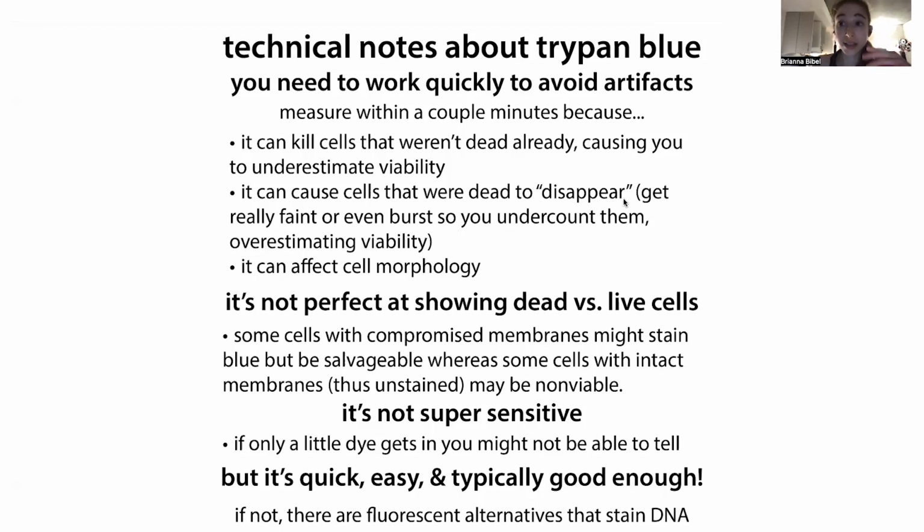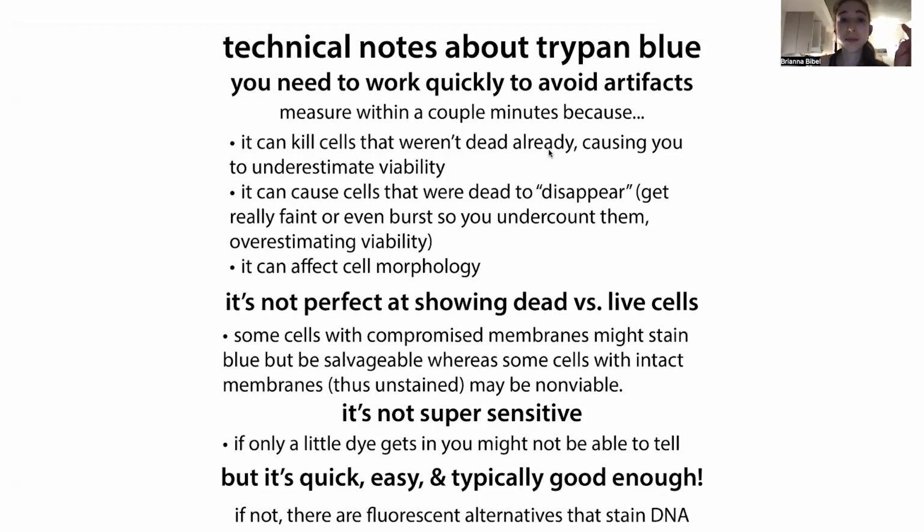But there are things to keep in mind when you're using it. One is that it can kill cells that weren't dead already. We say that the live cells can't take in the dye. Well, they can't take it in, at least initially, but if you leave them in the dye for long enough, some of it is going to get in and kill the cells. When this dye gets into cells, it can bind to proteins, it can inhibit all sorts of things, and cause the cell to die. It can also cause cells that were dead to disappear. They get really faint or they even burst, so you undercount them.